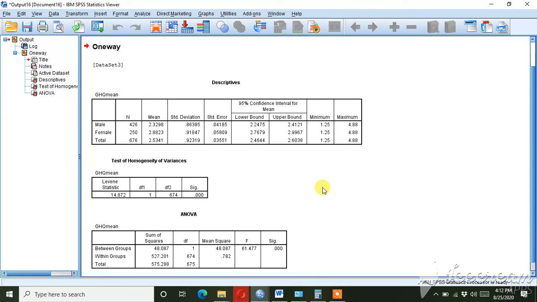Here you can see the mean data of general health is divided gender-wise, male and female, and you can see the female mean is much higher as compared to the male mean, and the test of homogeneity showed that this difference is significant at 0.00 level. Similarly, the ANOVA test, the F distribution also showed that this difference is significant at 0.00 level.